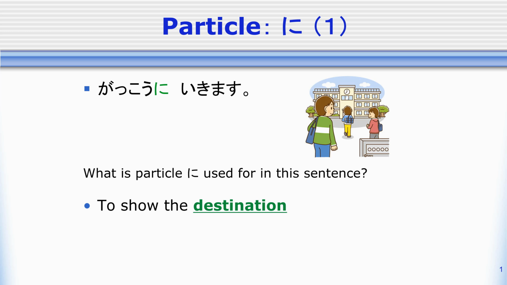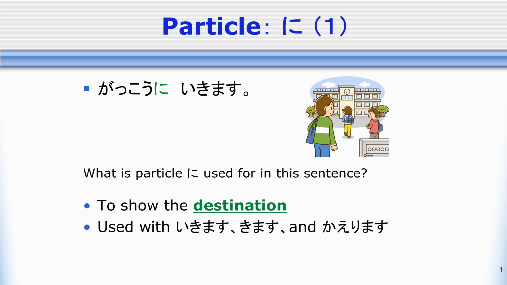学校に行きます. This ni goes with movement verbs. So 行きます, 来ます, 帰ります. The place where we're going, the place we're coming to, the place we're returning to. We use ni to mark it.